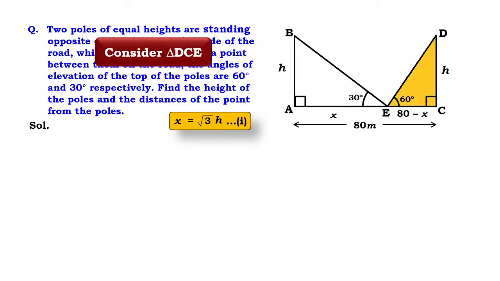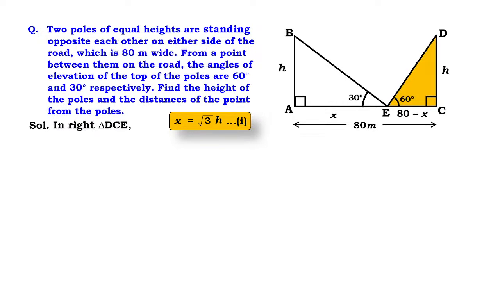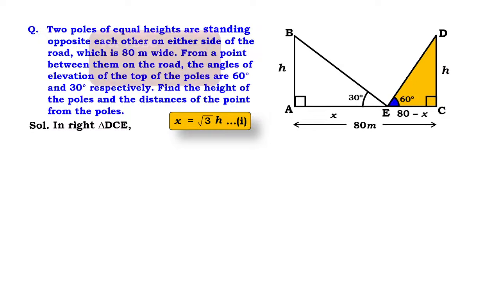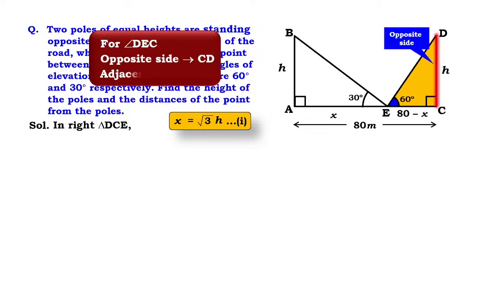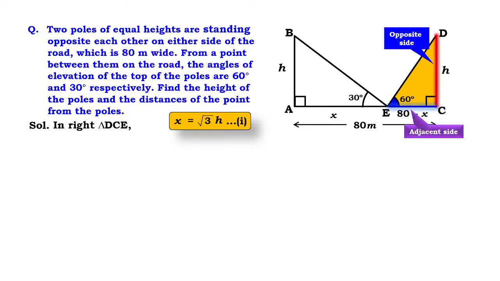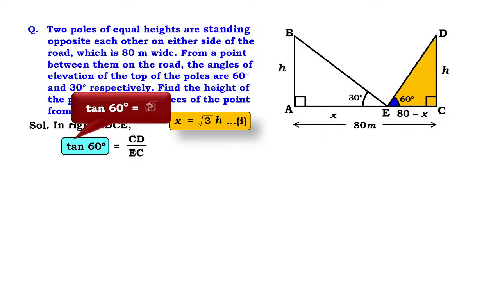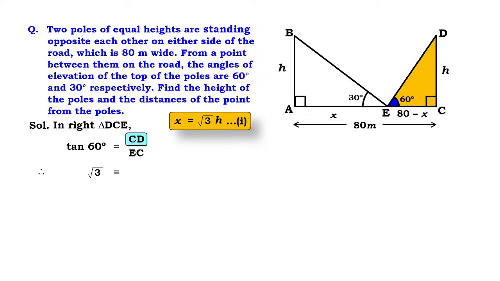Now take the second triangle, DCE. Which triangle am I going to take here? Okay, observe angle E. How many degrees is it? Okay, what is the opposite? h. What is given as adjacent? EC, how much is given? 80 minus x. So if I substitute this in tan 60 is equal to CD by EC, tan 60 is root 3. You all know this. And the CD value, how much is CD? h. And EC will be how much? 80 minus x. Now I solve this.